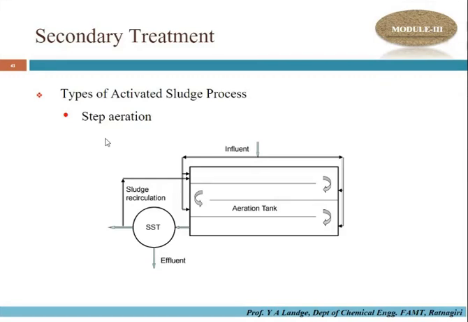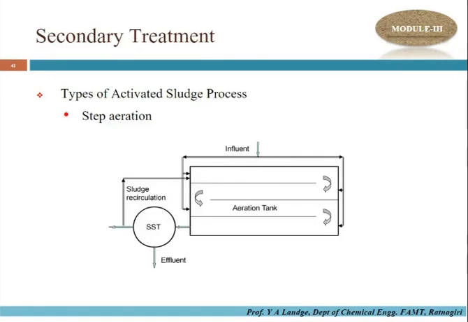Now what happened in the step aeration process, when we are comparing the conventional process, then the tapered process, and now the step aeration process? Here we found that most of the time the loading is taking place at one section. Okay, so there is more loading at this portion. So what we do, we try to distribute the influent as well as the recycle sludge. So we increase the number of points.